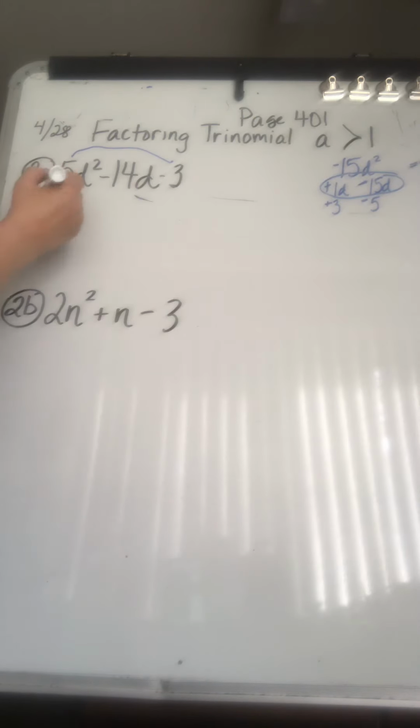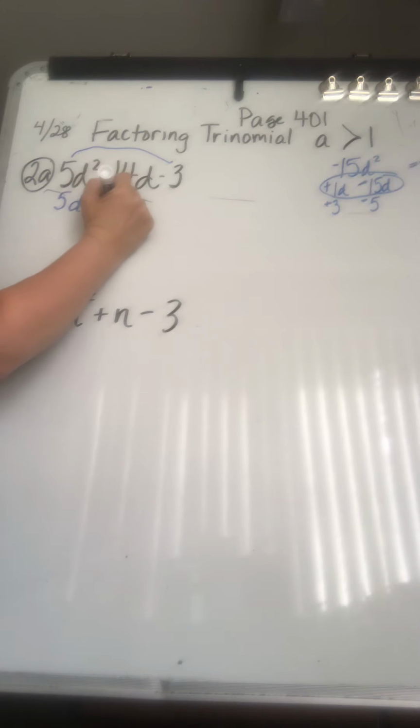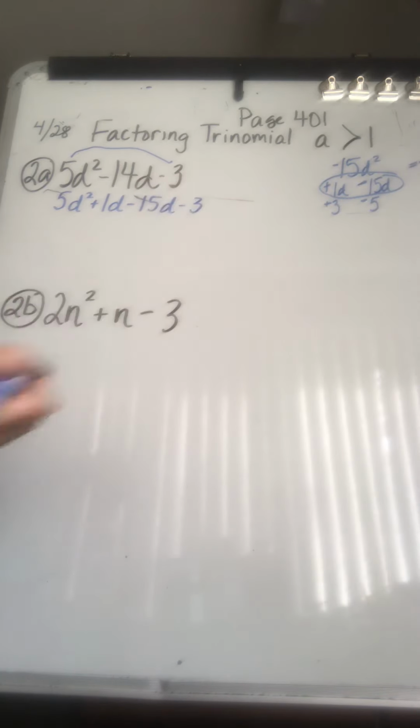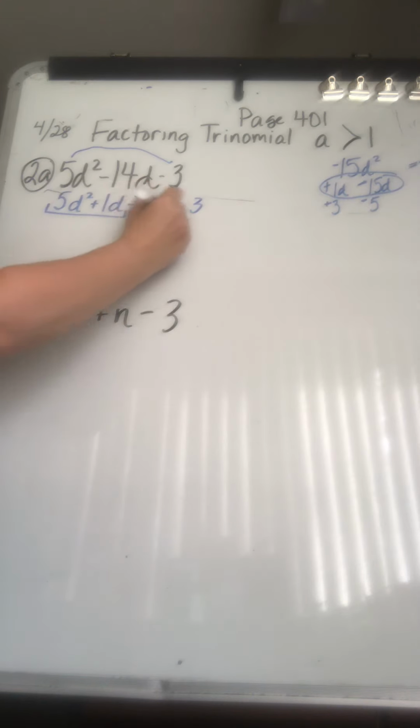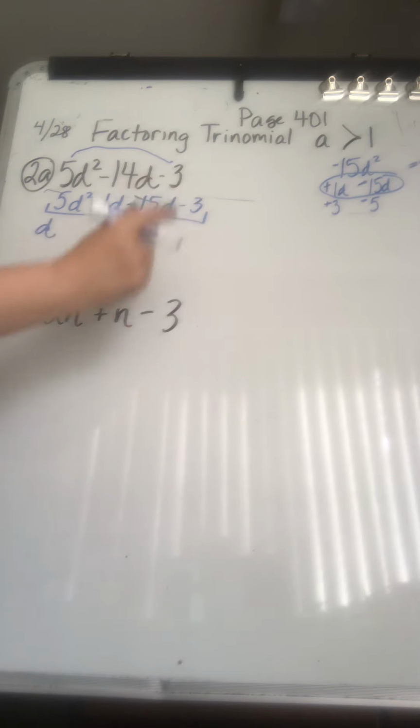So I'm rewriting 5d squared plus 1d minus 15d minus 3. Okay, back to factoring by grouping. Put it in my groups. 5d squared and 1d. I only see they have one thing in common, and that's a d. So here's my GCF. I'm bringing down my middle sign, which is a negative, and 15d and 3.